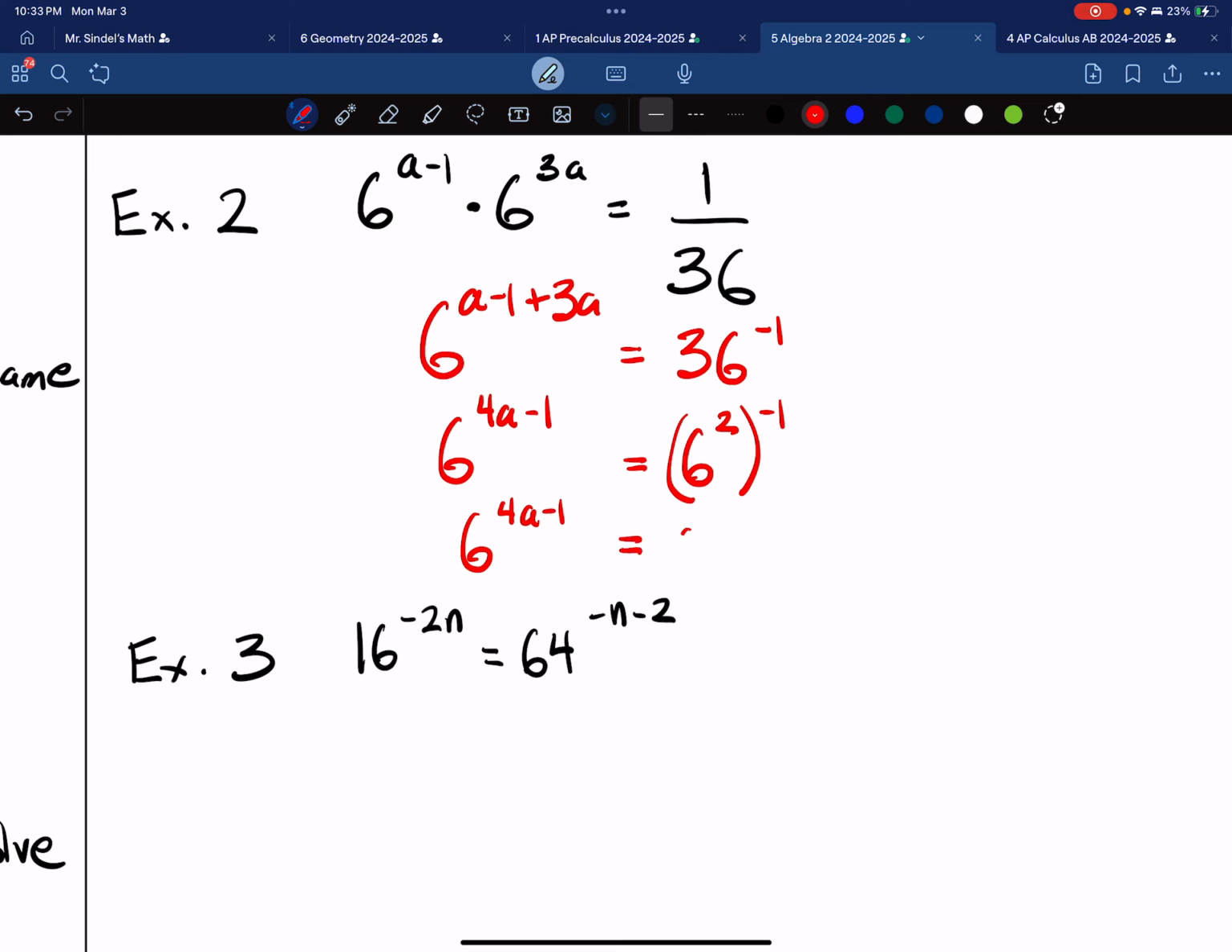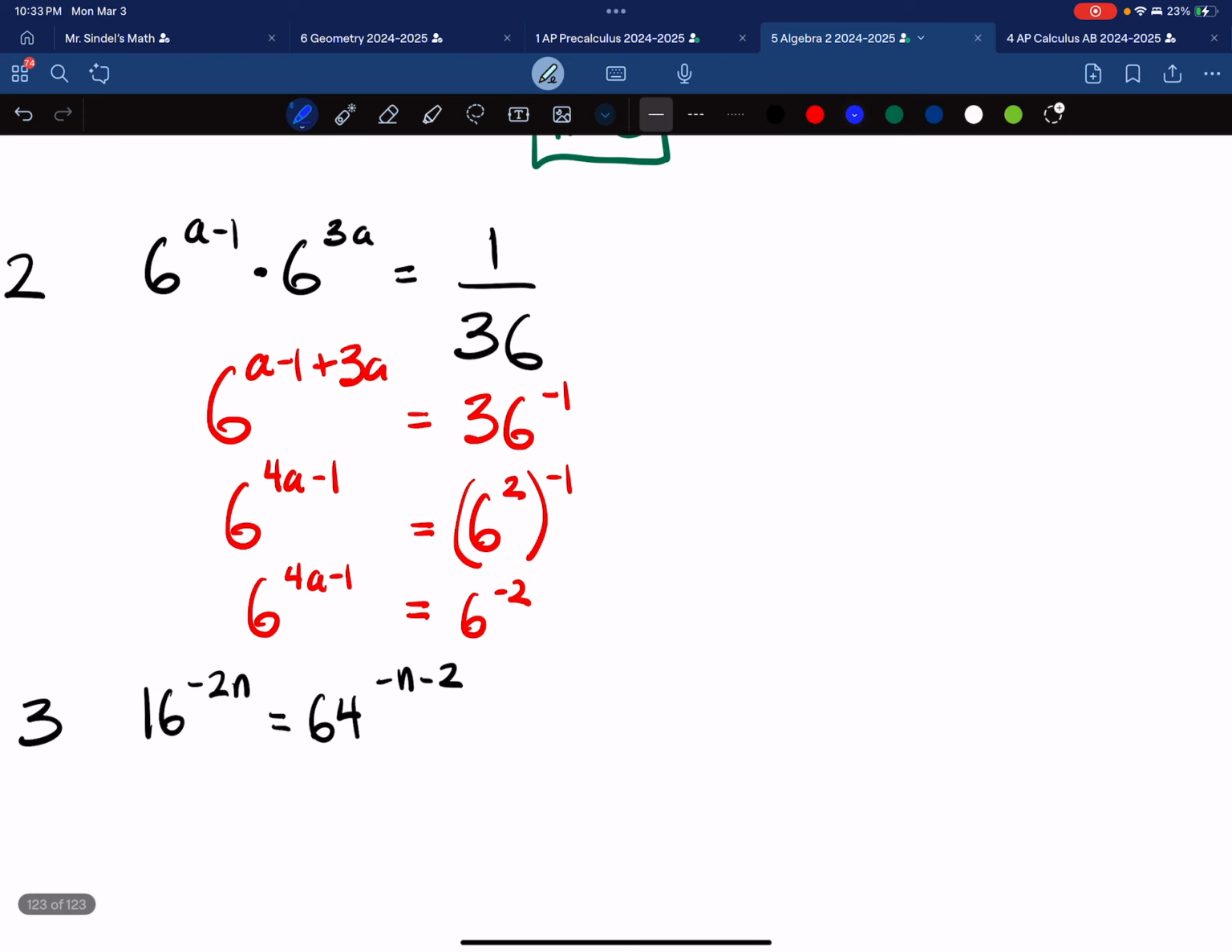The right side is going to be 6 to the power of negative 2. Notice I have the same base, and I now can set their exponents equal to one another. And I can say that I have my exponent of 4a minus 1 on the left is equal to my exponent of negative 2 on the right, and I can simply solve. I can add 1 on both sides, giving me 4a is equal to negative 1, and then finally dividing by 4 on both sides to get a is equal to negative 1/4.